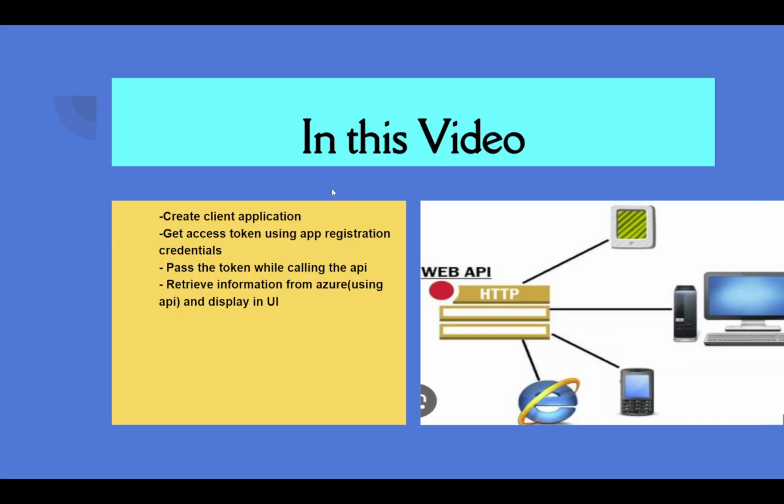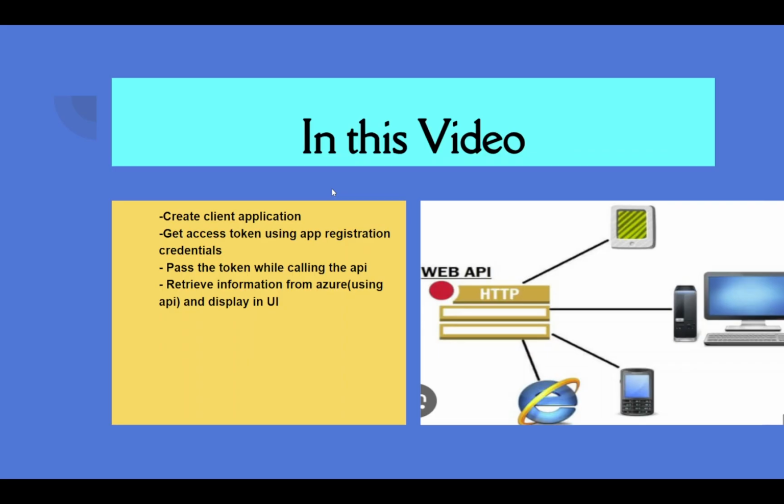So again, I came up with a different topic in this video. Before going into this video, in the previous video, I demonstrated how to create an API and how to deploy that into Azure, and then how to secure that API by using app registration. Now in this video, I'm going to show how to create a client application. That client application tries to access the secured API.